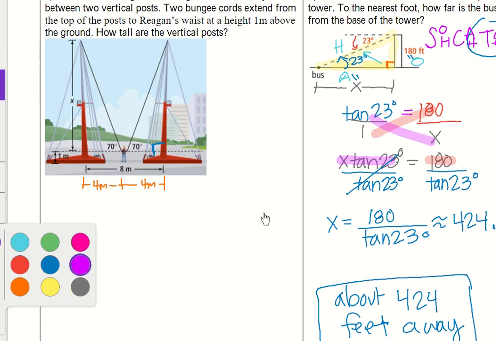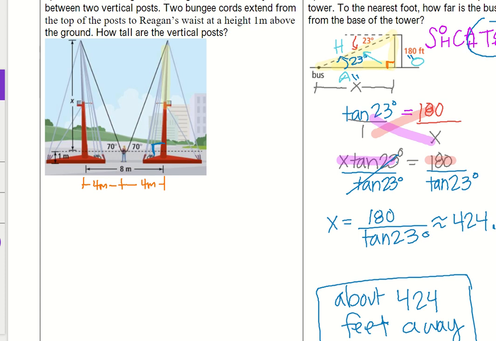So we want to just think about one of these triangles, because they are exactly the same, right? Look, they're the same height. They're the same angle. Oh, I highlighted the wrong one because they're giving us x over here. Let's fix that. And so then our right angle would be there.